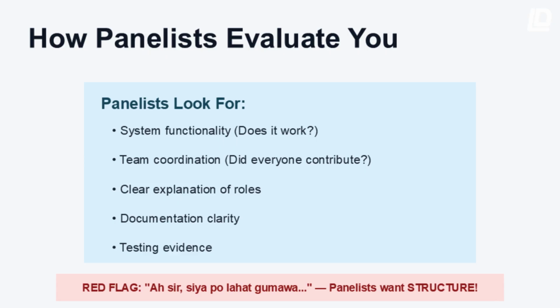Here's the red flag panelists watch for. If your team stands in front of them and someone says, "Sir, siya po lahat gumawa," meaning, this one person did everything, you're in trouble. Panelists want structure. They want to see evidence of professional teamwork. That's why everything we've discussed today matters. The task boards, the sprint planning, the documented roles, the testing logs. It's all evidence that you operated like a real software team.